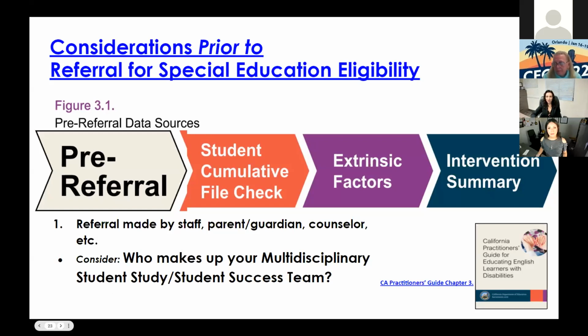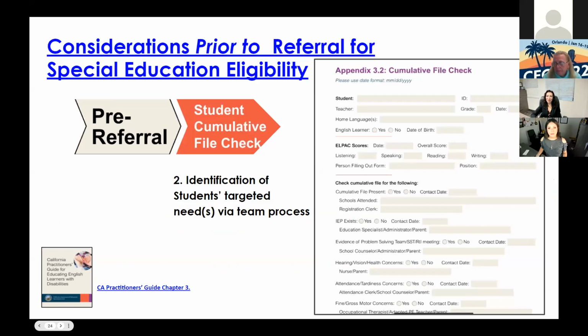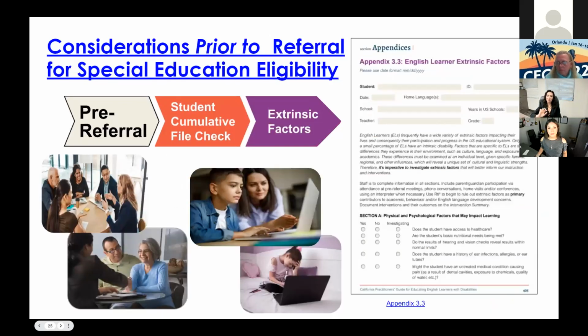The student queue and file checklist, very important. This particular appendix found in the California Practitioner's Guide is downloadable, savable, and fillable through our website and via the Padlet. This document from the California Practitioner's Guide helps hone in our eye, if you will, to ensure that we're focused into the needs of English learners and other factors and features that may also be affecting the students' learning, such as hearing and vision, health concerns, any attendance, any other factors that may be affecting students' learning. Followed by extrinsic factors. This is a wonderful resource.